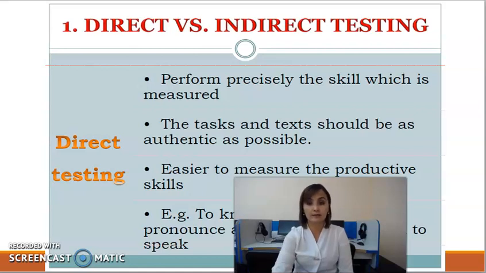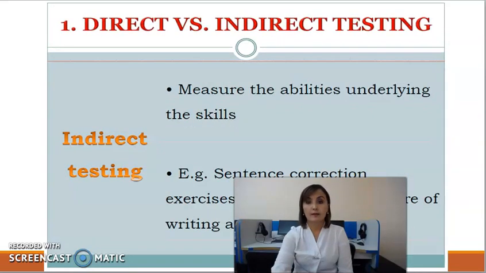Direct versus indirect testing. Direct testing performs precisely the skill which is measured. The tasks and texts should be as authentic as possible. It is easier to measure the productive skills. For example, to know how students pronounce a language, get them to speak. Indirect testing measures the abilities underlying the skills. For example, sentence correction exercises are an indirect measure of writing ability. So that is indirect testing.